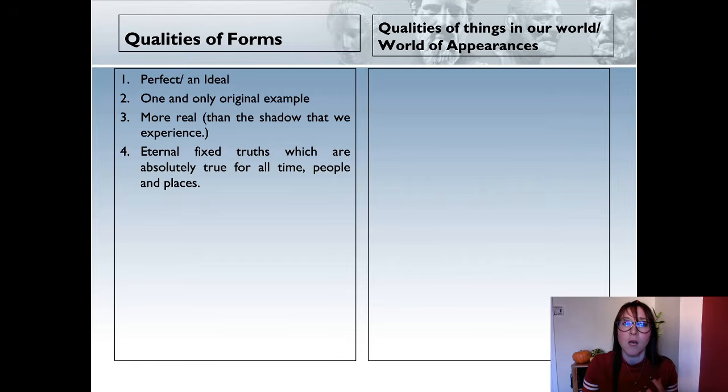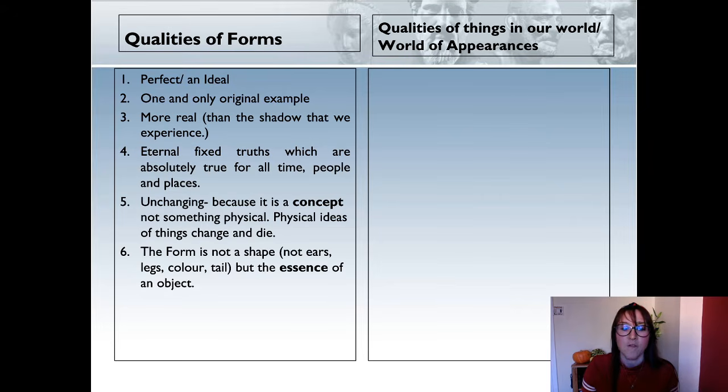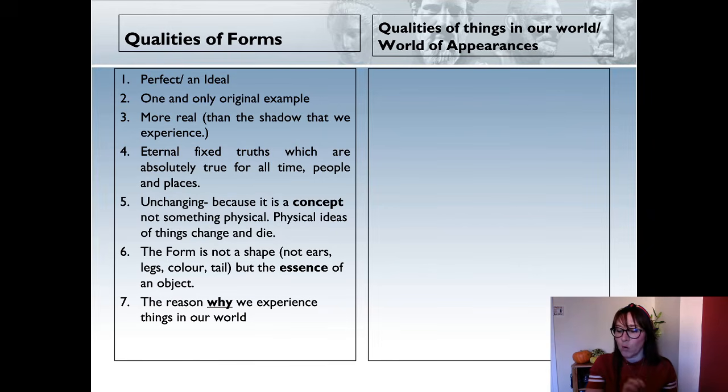So, for example, the concepts of beauty have changed over the years. What Victorians thought was beautiful or what the Egyptians thought was beautiful was very different. But the concept of beauty, what beauty actually means, stays the same. It's unchanging because it's a concept. It's not physical. It's not like a perfect form of a dog that has ears and a tail. No, it's the concept of that thing. The form is not a shape, but the essence. And this is why we experience things in our world. If there was no form, then we would not get it in our world.